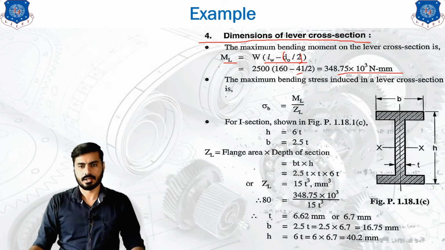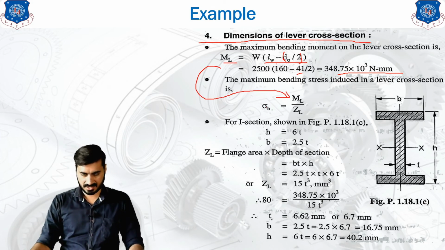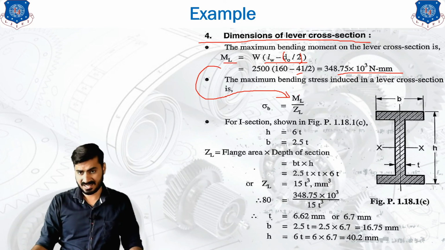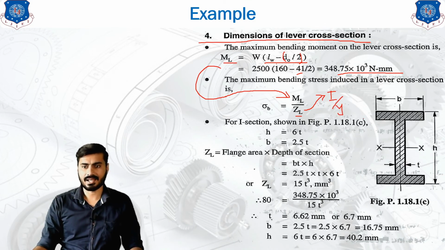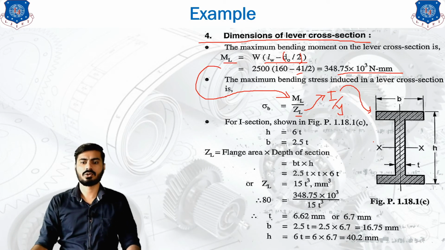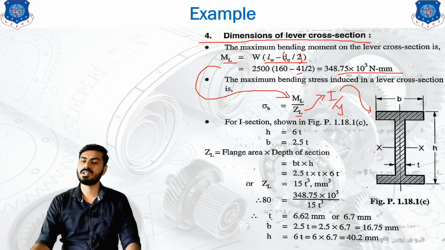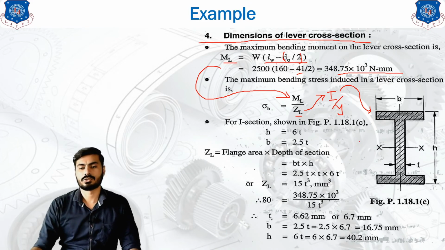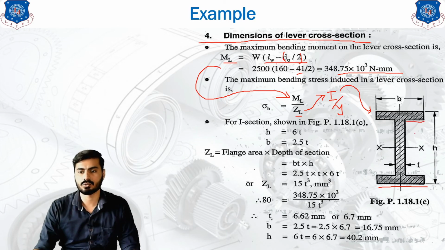By calculation you have found the value of ML, and this value will be directly substituted in the equation of sigma b. The sigma b equation is M by Z, where Z is nothing but I by y. What is I? I is the moment of inertia of the cross section. The moment of inertia of this cross section can be calculated using capital BD cube minus small bd cube by 12. Capital B is this much dimension, small b is b by 2, and capital D is the total depth and small d is this much depth.